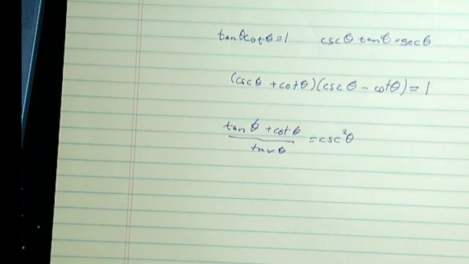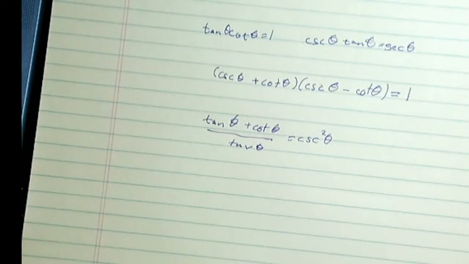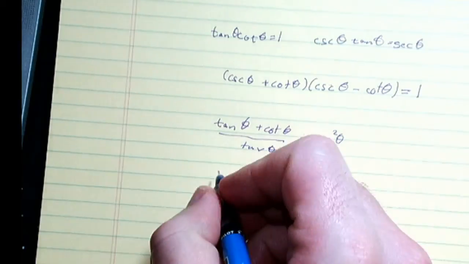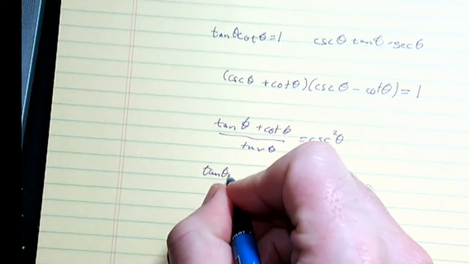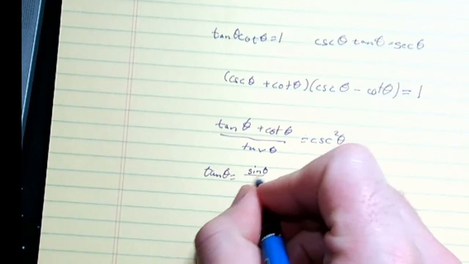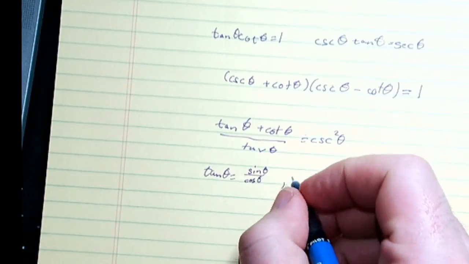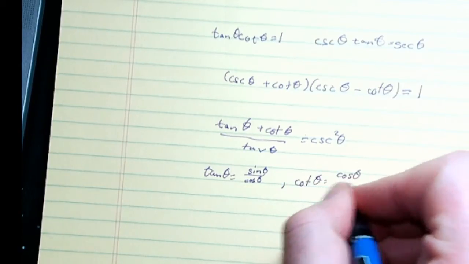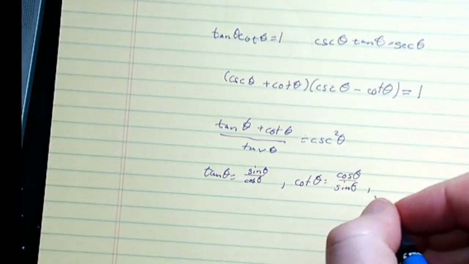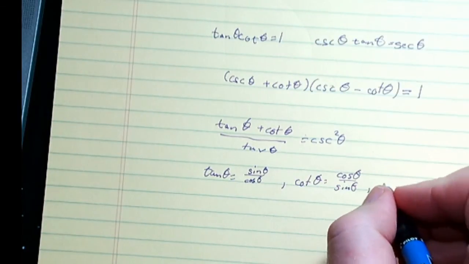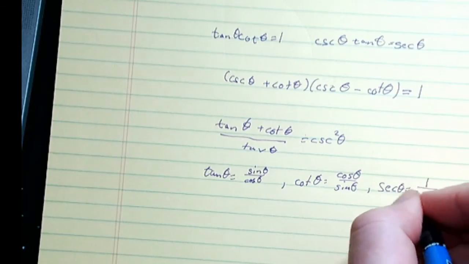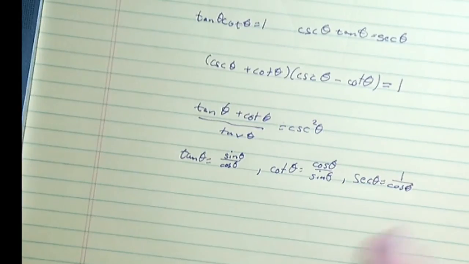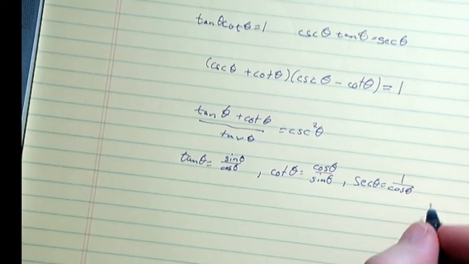Well, it turns out the answer is pretty straightforward. All these other trig functions, we talked about these in last night's show, are defined basically in terms of sines and cosines. Tan theta is sine theta over cosine theta. Cotangent theta is cosine theta over sine theta. Secant is 1 over cosine theta. And last but not least, cosecant is 1 over sine theta.